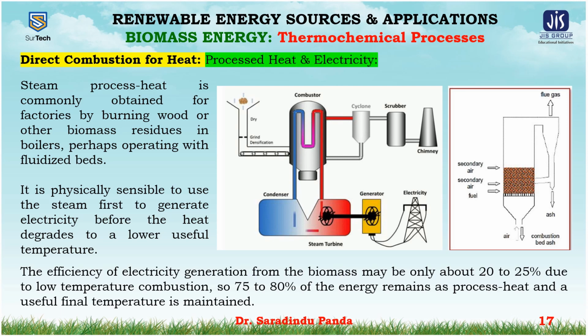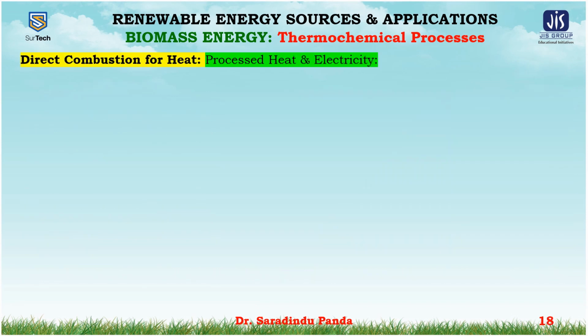The efficiency of electricity generation from biomass may be only about 20 to 25% due to the low temperature combustion. So 75 to 80% of the energy remains as process heat, and a useful final temperature is maintained. Frequently, the optimum operation of such processes treats electricity as a byproduct of the process heat generation, with excess electricity being sold to the local electricity supply agency, as in modern sugarcane mills, as shown in the figure.